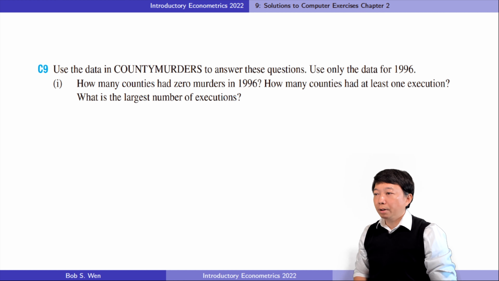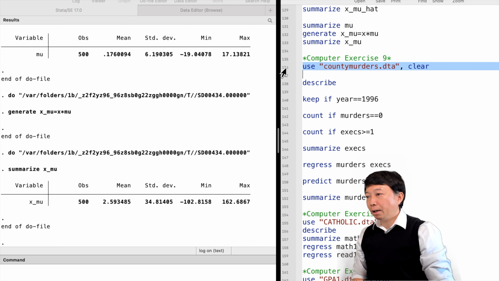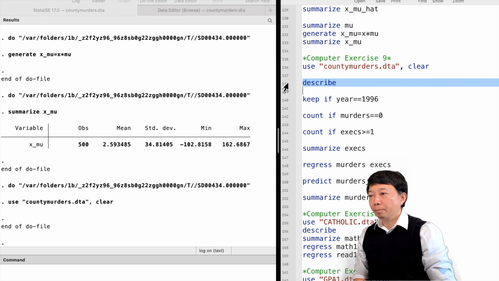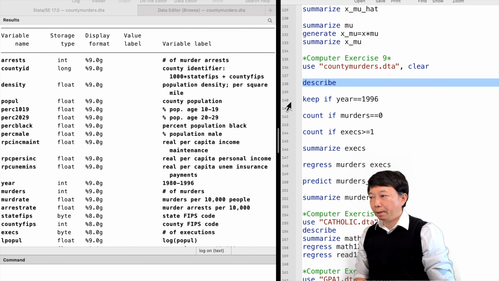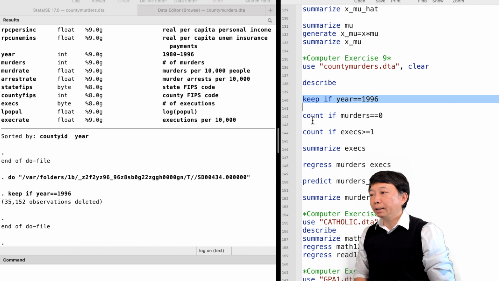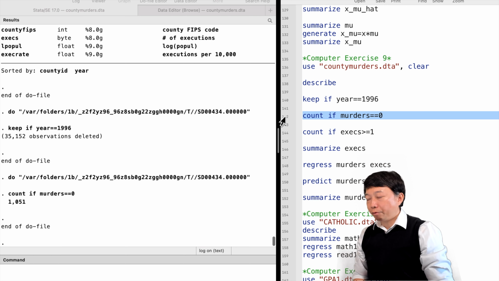Now we have reached computer exercise 9. We use the command described to find the information about the variables. To keep the data for 1996, we type keep if year equals 1996. For the first question, we type count if murders equals 0 and find 1,051 counties without murders in 1996.